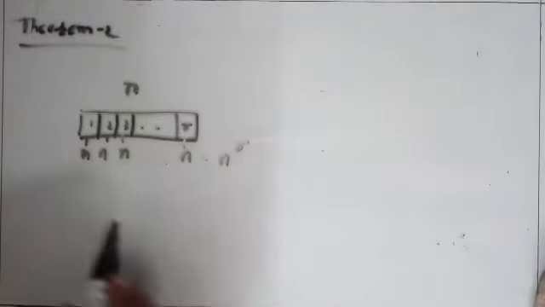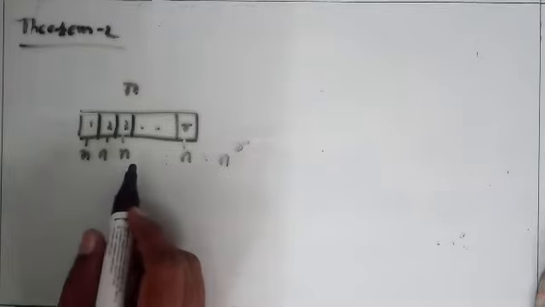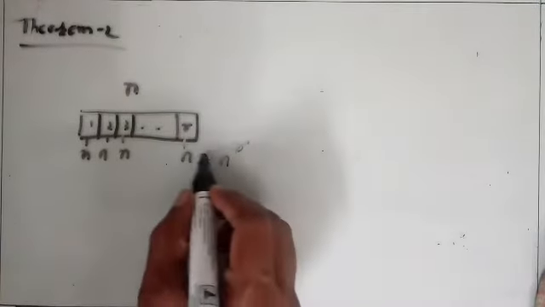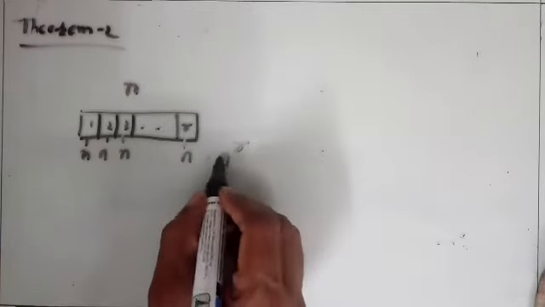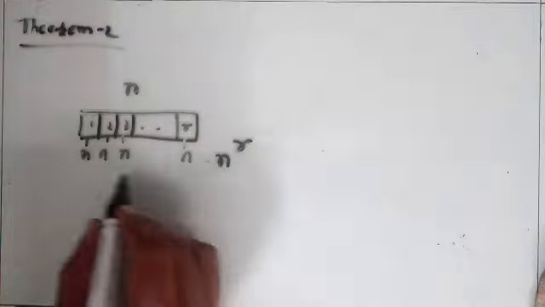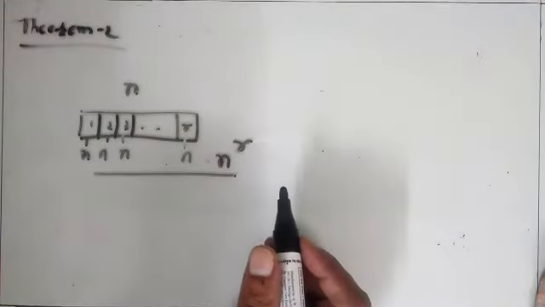So if repetition is allowed to arrange objects in r places, then the total number of arrangements, or permutations, becomes n raised to r. Clear? So remember this formula.